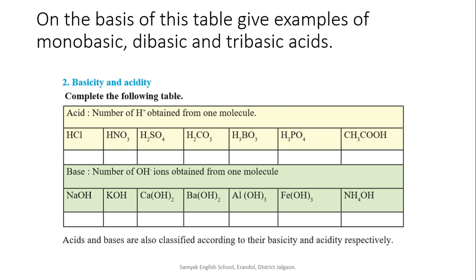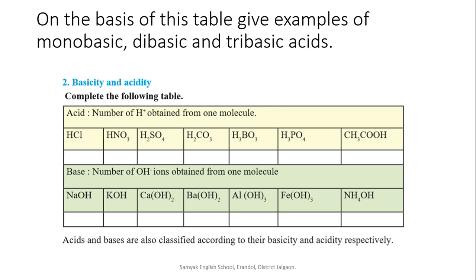On the basis of this table, give examples of monobasic, dibasic, and tribasic acids. Mono is 1, di is 2, and tri is 3. So look at the table again. It is the same table with same acids at the top and same bases at the bottom. Monobasic acid gives one hydrogen ion when it is dissociated. Dibasic is two hydrogen ions, and tribasic gives three hydrogen ions. So it's very simple. You can make out which of these give one hydrogen, two hydrogens, and three hydrogens.